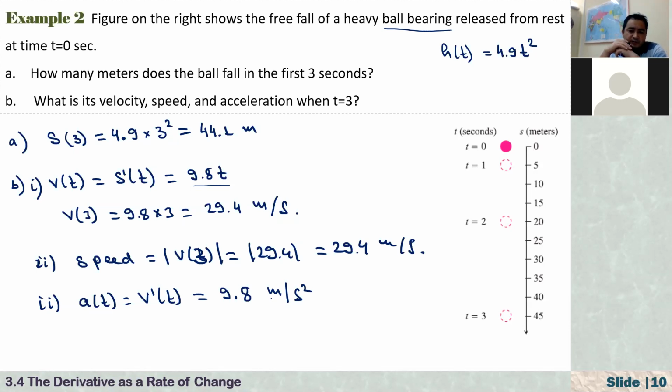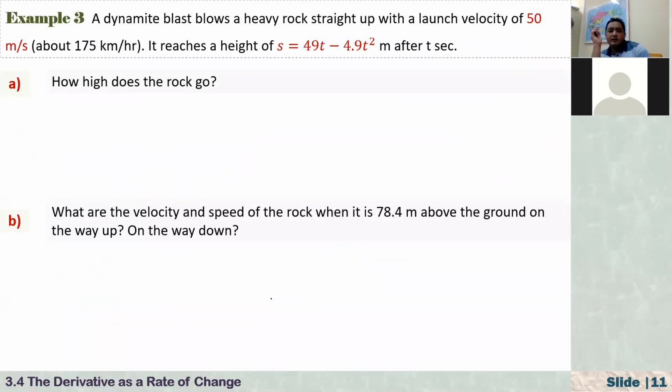Okay, so that's one simple problem related to velocity, speed, and acceleration. Another example: a dynamite blast blows a heavy rock straight up with a launch velocity of 50 meters per second, about 175 kilometers per hour. It reaches a height of 49t minus 4.9t squared meters after t seconds. How high does the rock go? And what are the velocity and speed of the rock when it is 78.4 meters above the ground on the way up and on the way down?